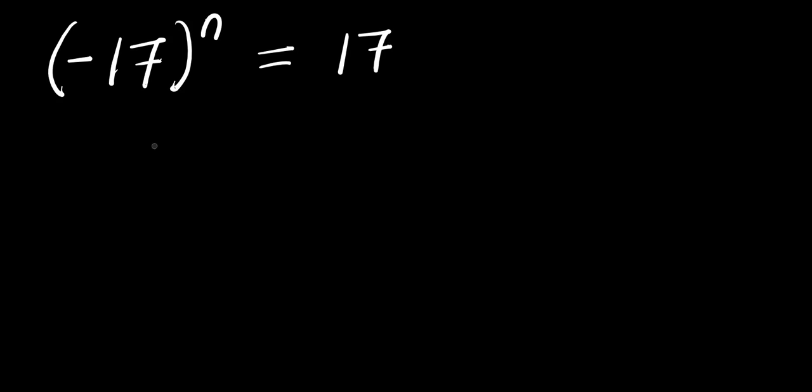Hello, how do you solve this exponential problem? Negative 17 to the power of n equals 17. We are going to consider two different methods.